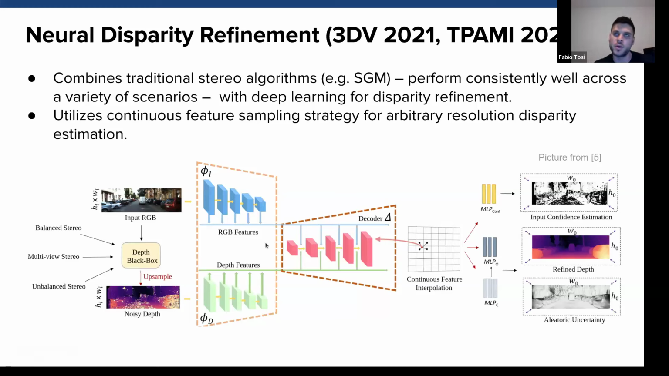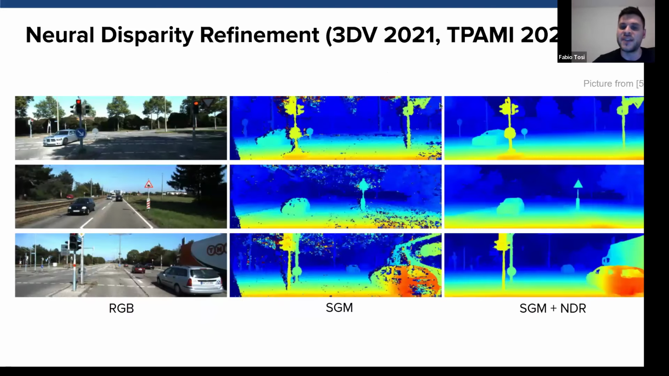So in this case, there is no 3D cost volume or 3D convolutions. The idea is just to take as input the RGB image and the noisy depth. The noisy depth in this case can be computed by any handcrafted stereo algorithm. And then the idea is to predict as the final output the refined disparity. I will not go into many details of this work, but the main idea is that it can refine noisy disparities computed by handcrafted algorithms.